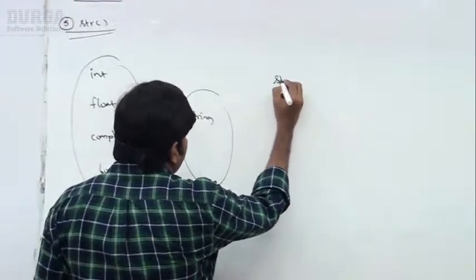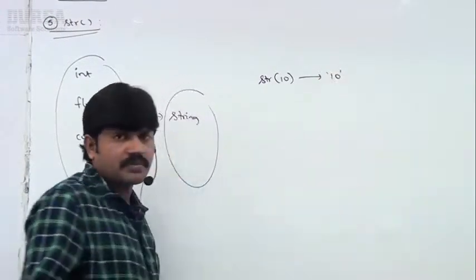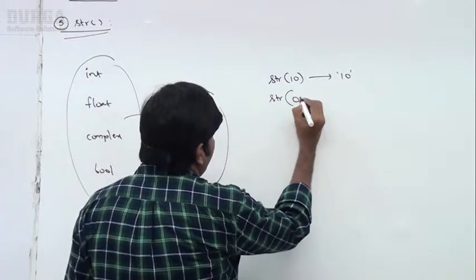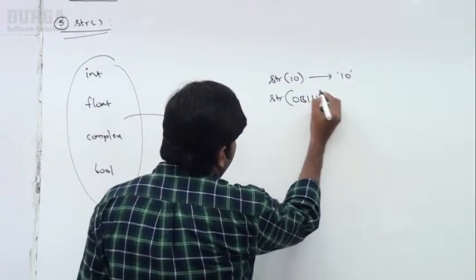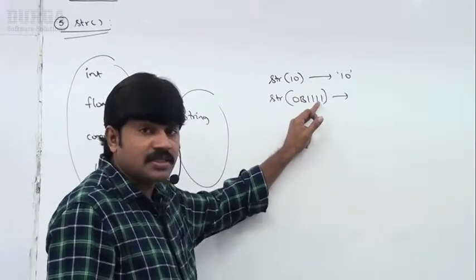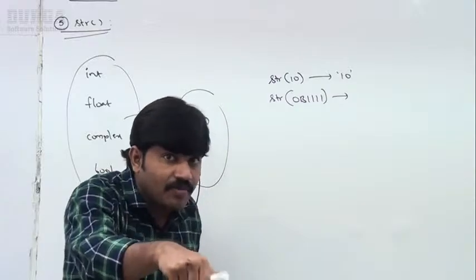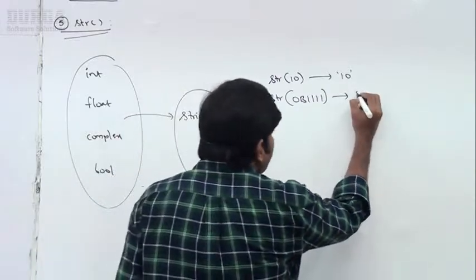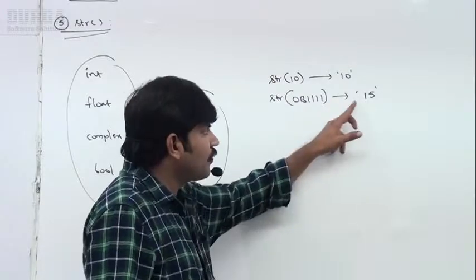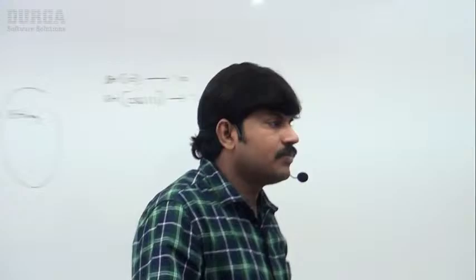Okay, here observe str of 10. Now I will get 10, converting this 10 like a string. str of 0b1111: I am passing an int argument, but you are providing it in binary form. The output is always going to come in decimal form only. Remember that it always provides decimal form only. Have a look once, observe carefully, right?